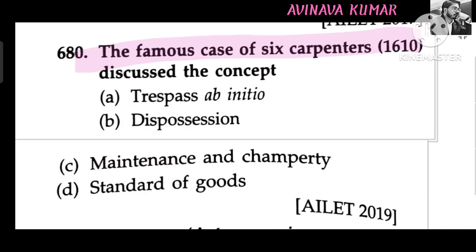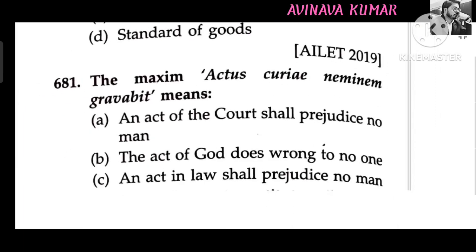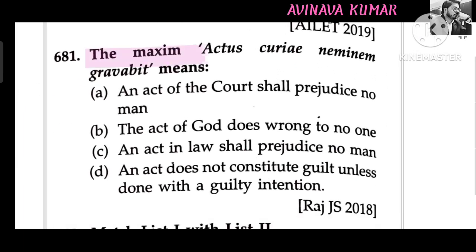The famous case of Semayne's Case, 1604, discussed the concept of dispossession. The maxim actus curiae neminem gravabit means act of court shall prejudice no man.